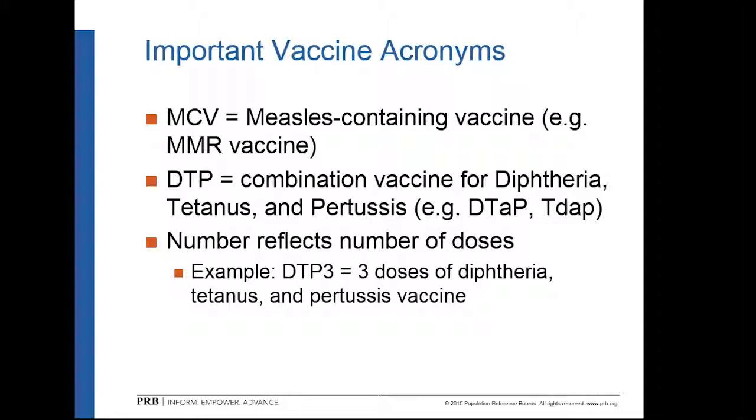MCV means any measles-containing vaccine. For example, the MMR vaccine for measles, mumps, and rubella is a measles-containing vaccine. DTP means any combination vaccine for diphtheria, tetanus, and pertussis. The DTaP vaccine and the Tdap vaccines are examples of DTP-type vaccines. In a few charts, we use a vaccine acronym in combination with a number. The number reflects the number of doses for the target population. So for example, when I talk about DTP3 coverage, I mean the target population has received at least 3 doses of a combination diphtheria, tetanus, and pertussis vaccination.